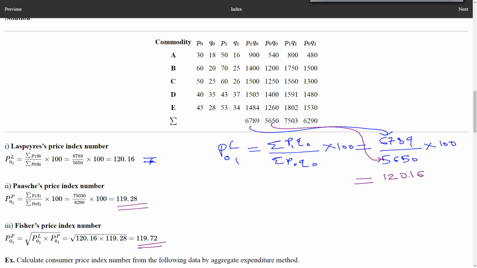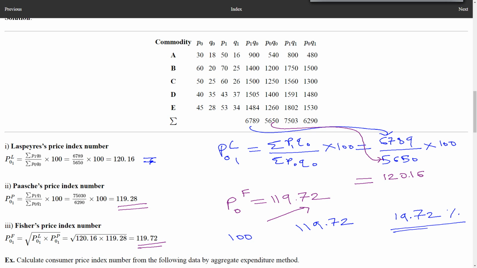Let me give you the interpretation of these values. Say the value of the price index number, last year's or Fisher's, is 119.72. What does it mean? It means that if the average price of commodities in the base year was 100, then the average price of commodities in the current year is 119.72. So there has been an increase of 19.72% in the average prices of commodities. This is a simple interpretation of price index numbers. In the next lecture, you will see some more examples on price index numbers. Thank you.